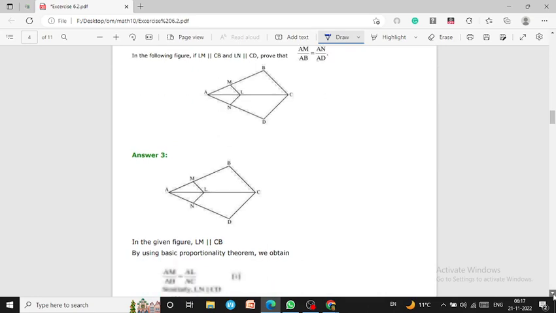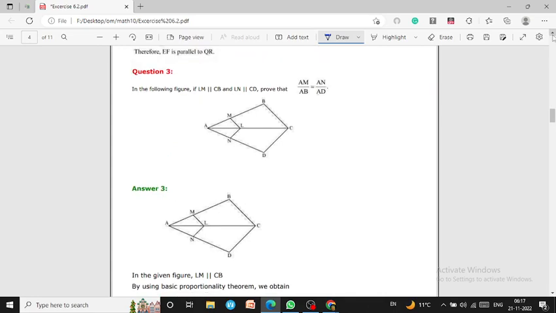In the next question, in this figure we have given LM parallel CB, LN parallel CD, and we have to prove AM over AB equals AN over AD. For proving this, we use BPT theorem, basic proportionality theorem. That means we use Thales theorem.